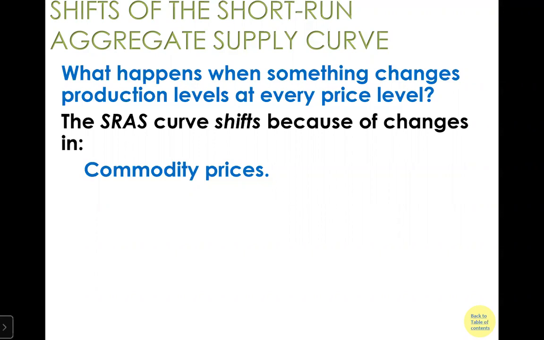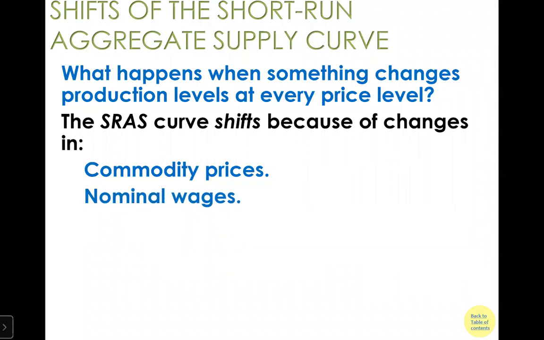One is commodity price. What is a commodity? Think about oil, soybean, corn, right? Or maybe copper, gold, silver. Those are essential inputs for industrial production. So the price of these commodities will have an impact on the short-run aggregate supply curve.